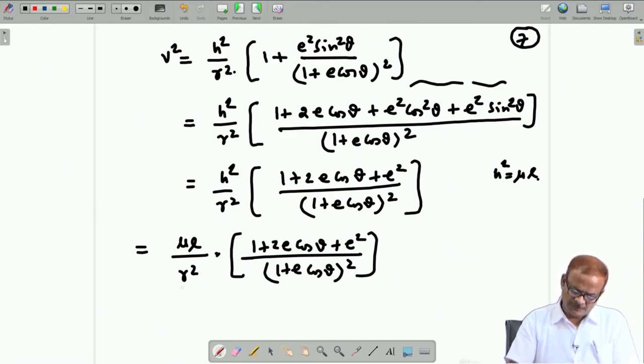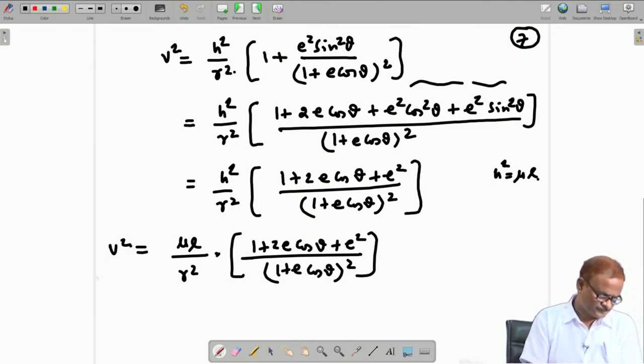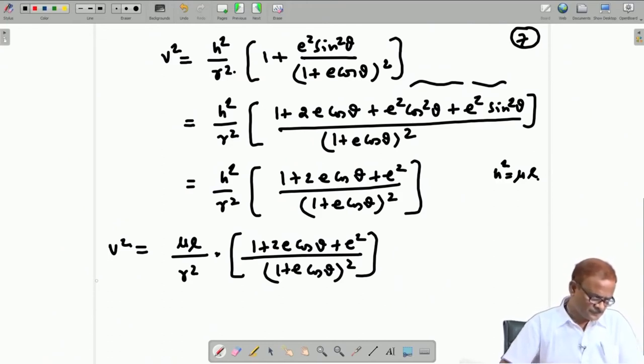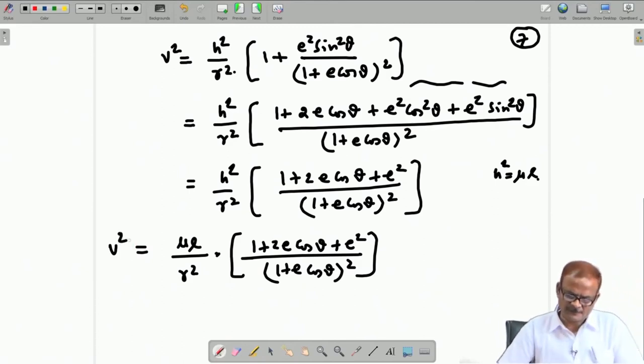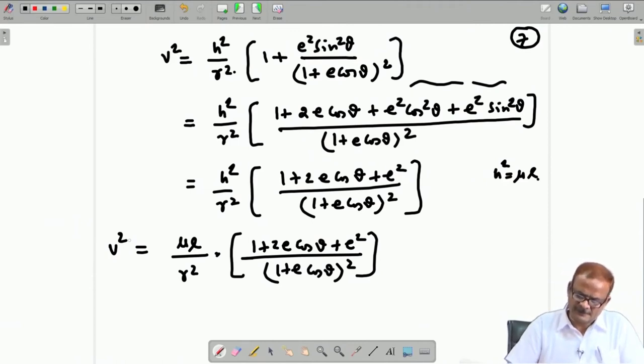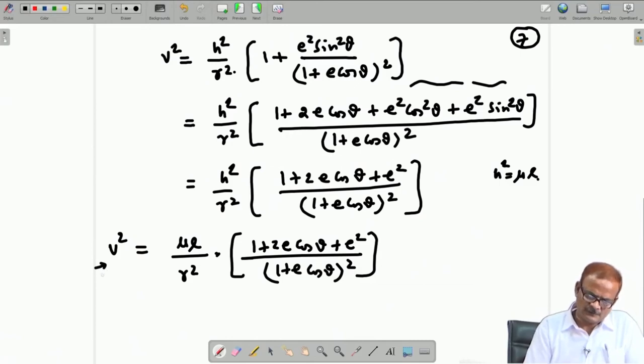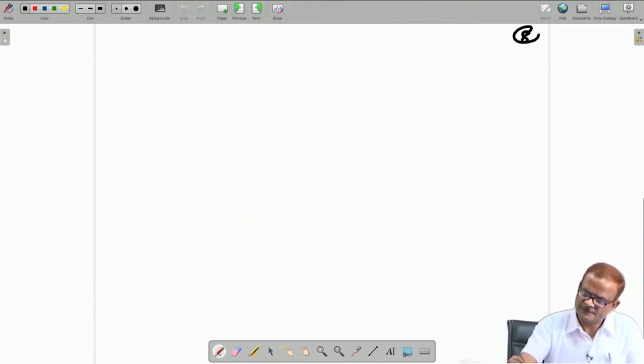So, what we will do, we will try to eliminate this r. We have got this, okay, we do not need to eliminate this r, because finally, we have to write this expression in terms of r only. So, we will not eliminate that, we keep it in this format. Now, the other part we have minus mu by r. Okay. So, we go to the next page.